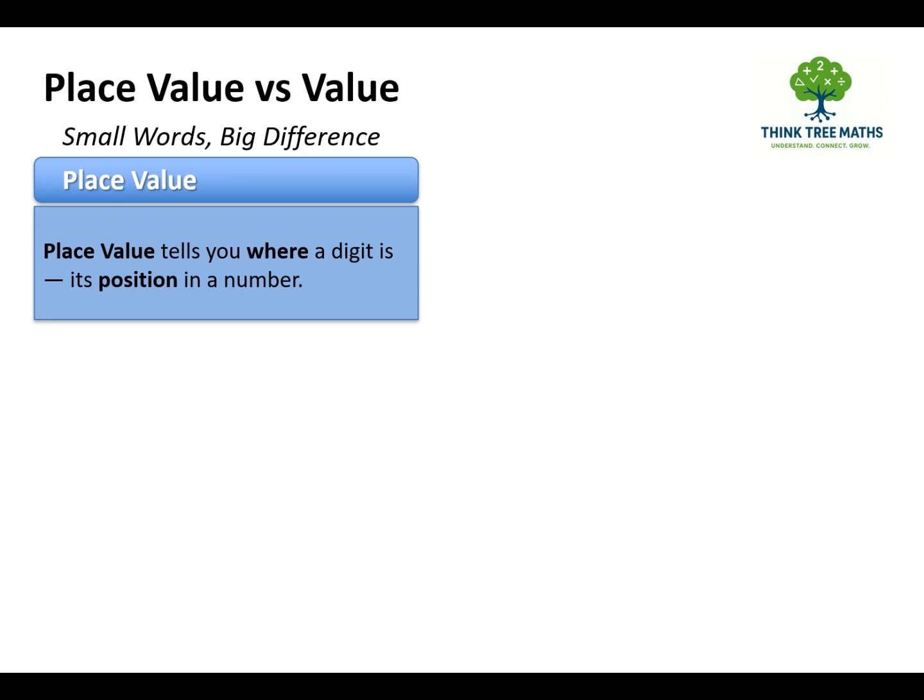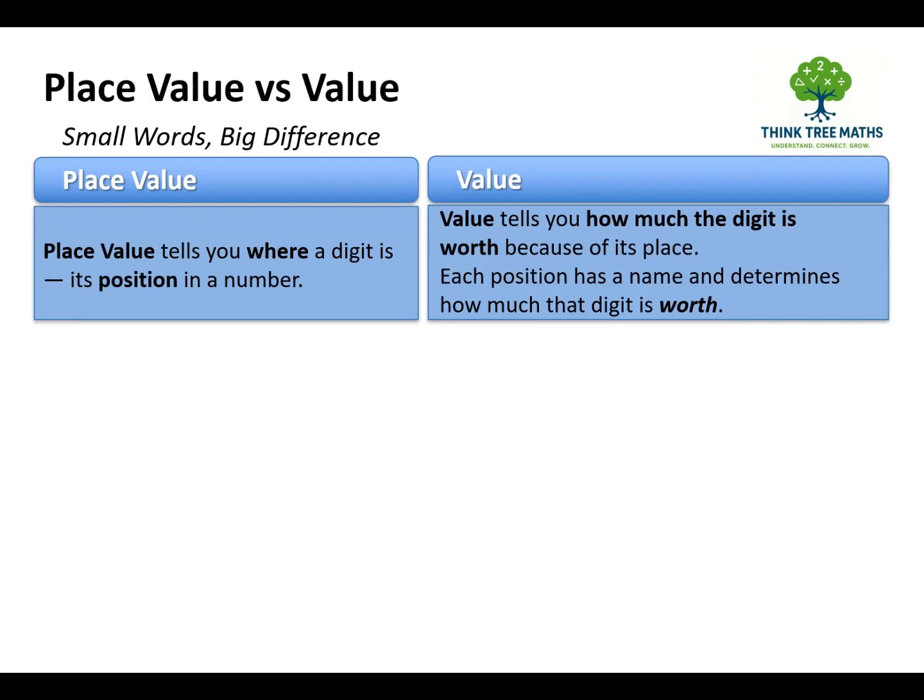Place value tells you where a digit is, its position in a number. However, value tells you how much the digit is worth because of its place. Each position has a name and determines how much that digit is worth.